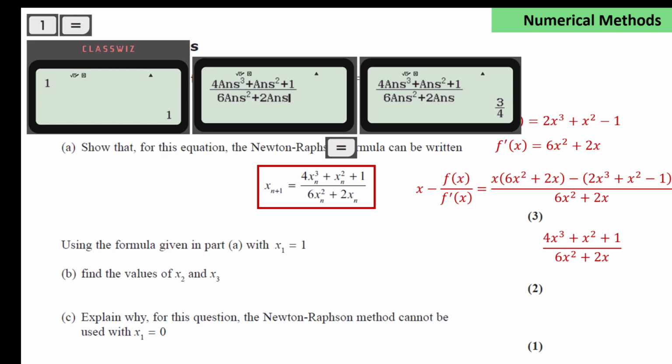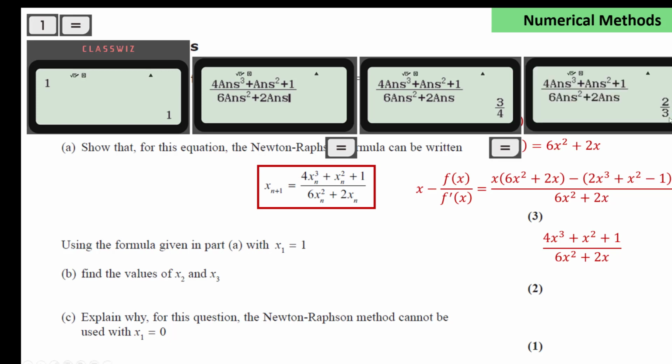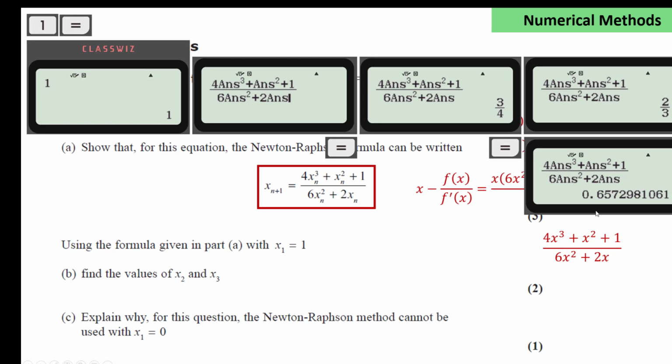This will also be the value now in the answer store. I type equals again and I get 2/3. So this is the value when 3/4 is substituted into this recipe, and so is the value of x3. Each time I press the equals key, I will get the next value generated by the iterative formula. If I keep pressing it until the value given here doesn't change, I'll see that the root of f(x) equals 0 has been approximated to be 0.65729811061. So I get a very accurate approximation to the root.